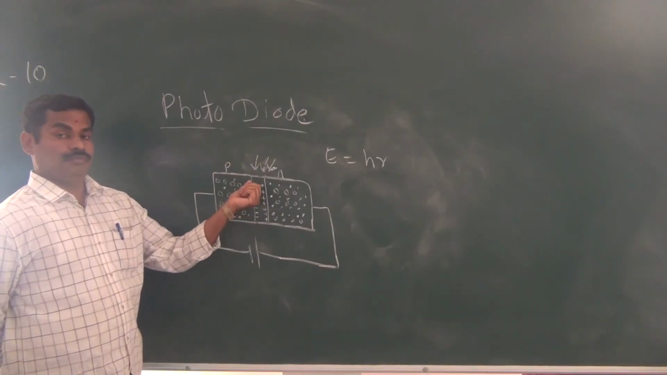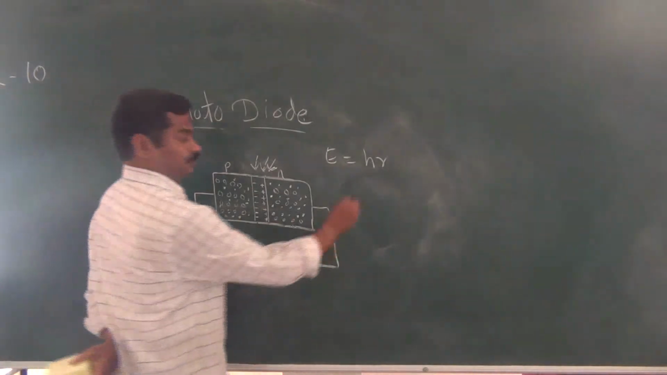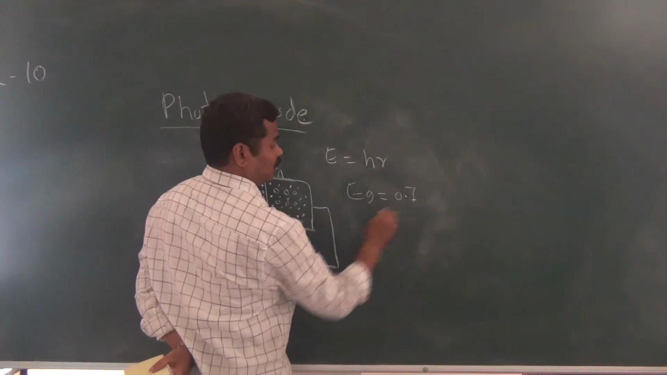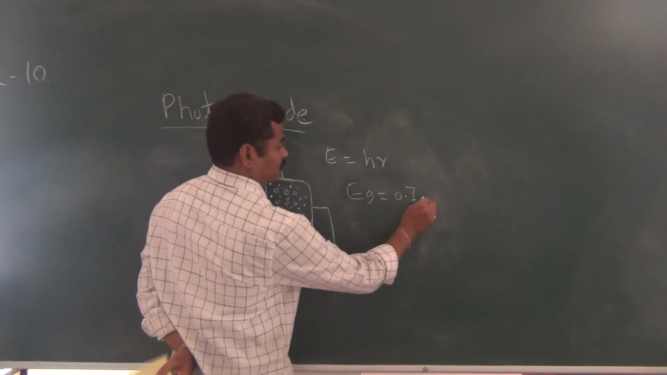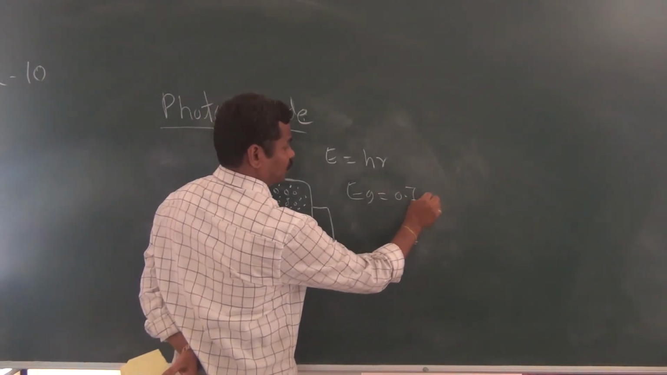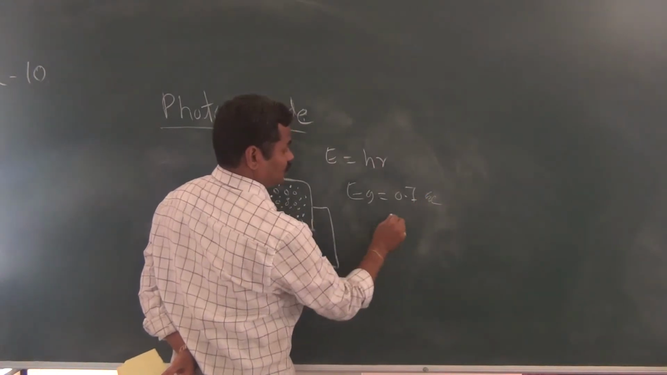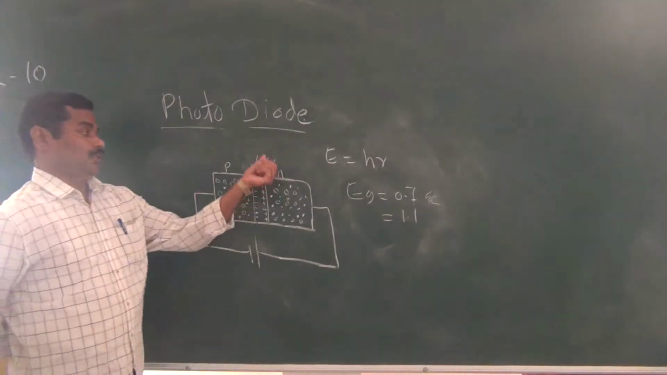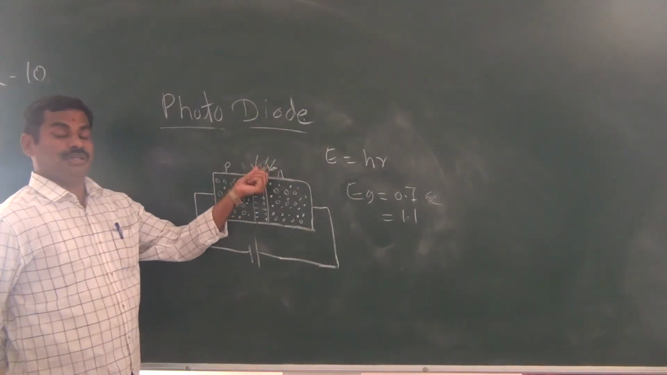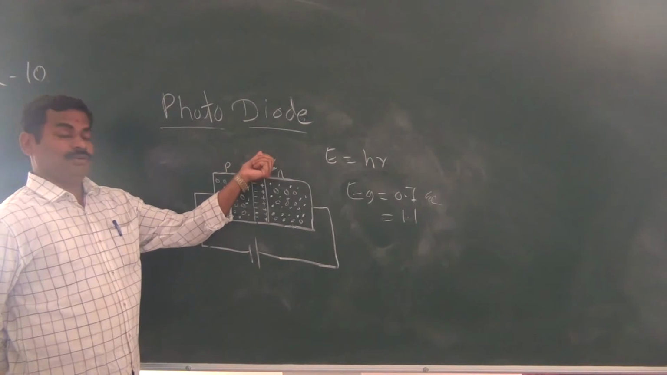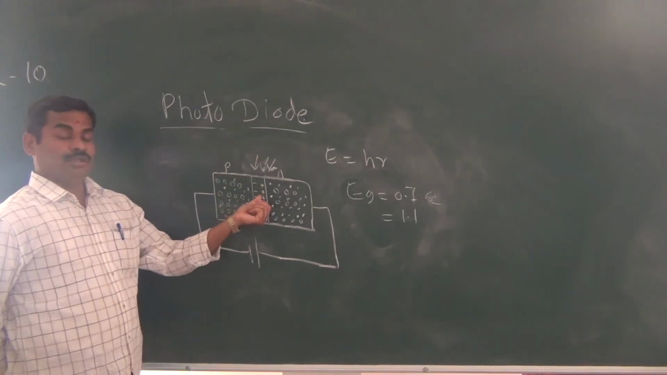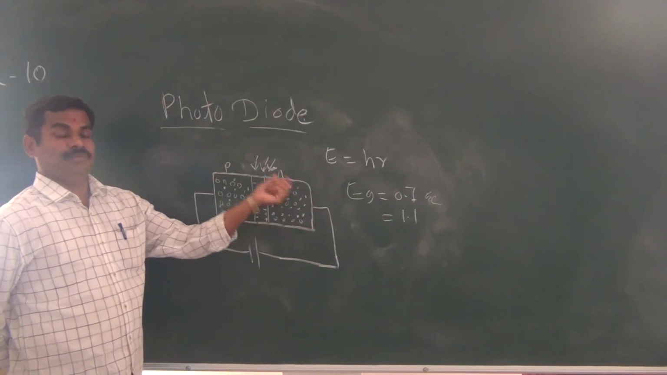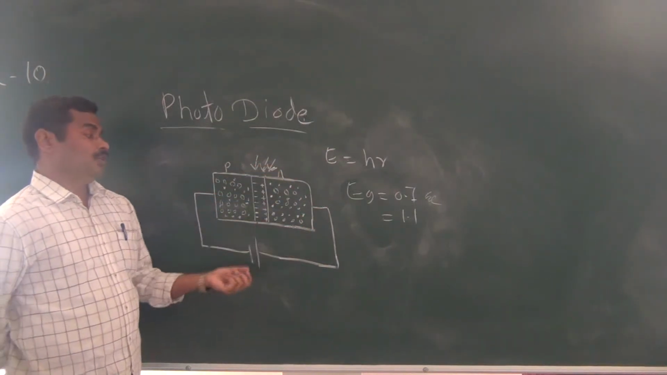As you know already, Eg, the band gap energy for germanium is 0.7, and for silicon that is 1.1. It means whenever the light falls on your junction, that light energy, the photon energy, should be more than the energy gap. In that time what happens?